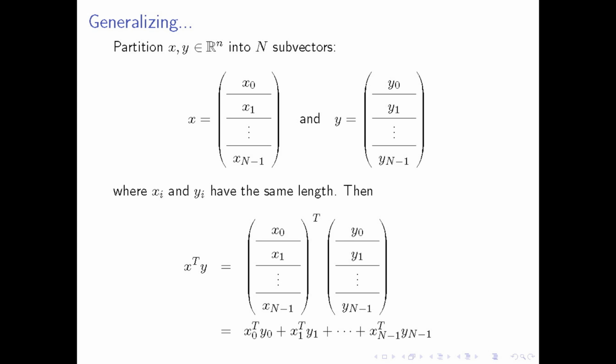It is now easy to see that if one partitions the two vectors into N subvectors, such that corresponding subvectors have the same length, then the dot product of the two vectors is simply the sum of the dot products of corresponding subvectors.